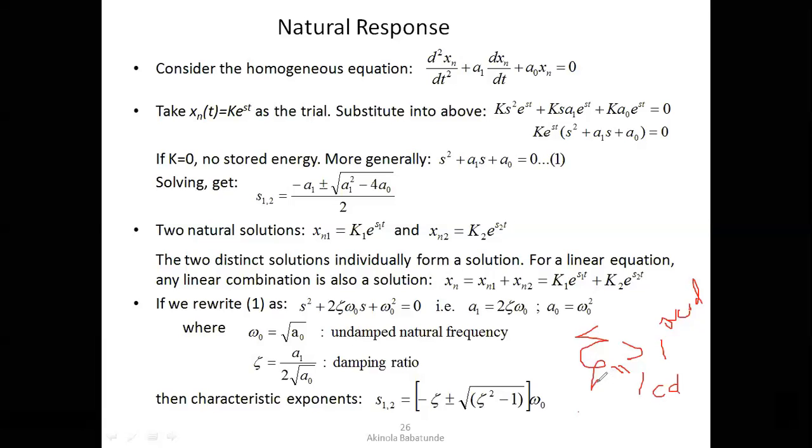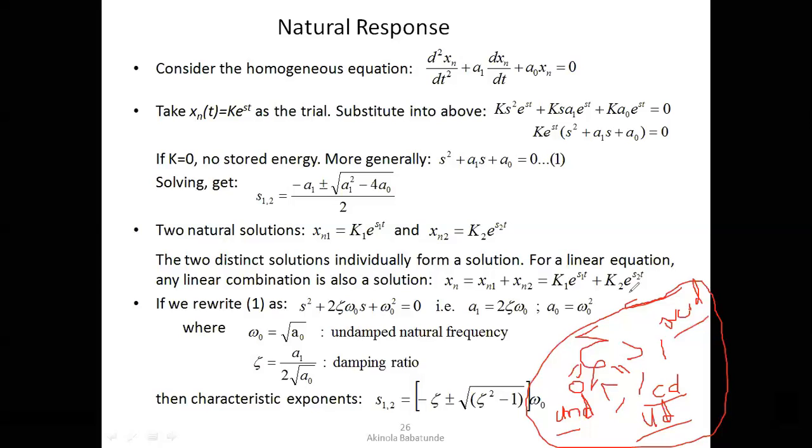You could have a situation where zeta is less than 1. In that particular case, you have an underdamped situation. And then we could have a situation where zeta is equal to 0, and we have an undamped situation. This is underdamped, this is undamped, this is critically damped, and this is overdamped. So these are the 4 types of situations you can have for an oscillating term that is being damped.